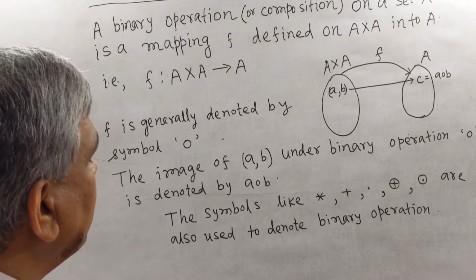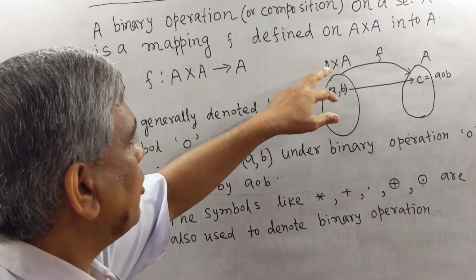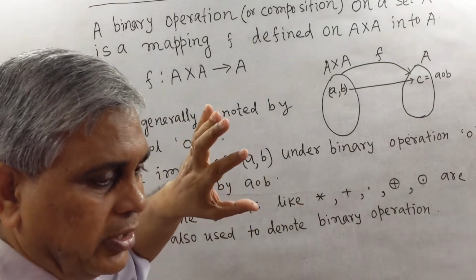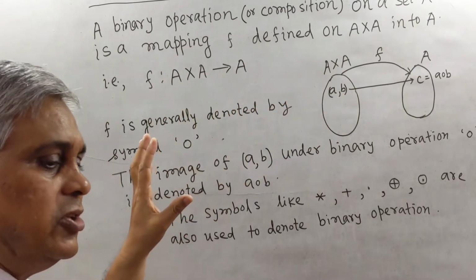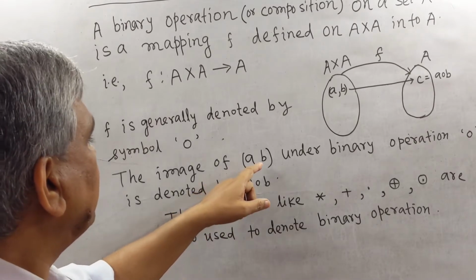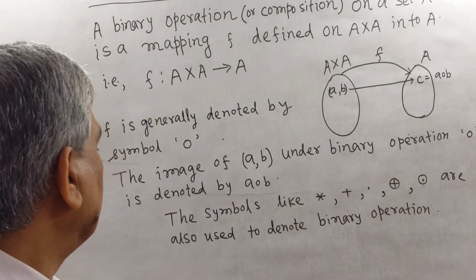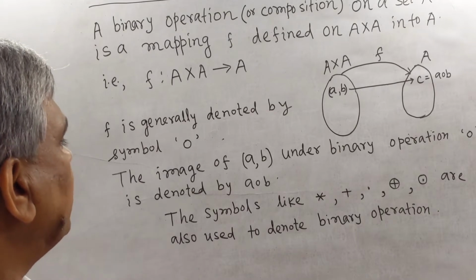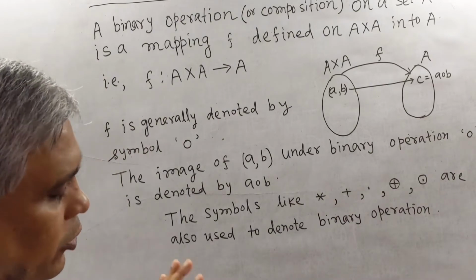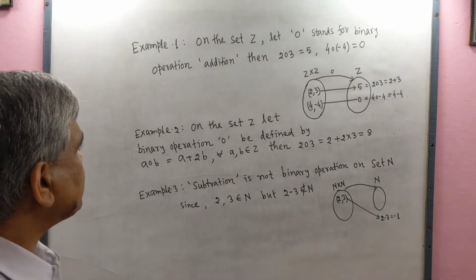In group theory, we take here G cross G and here G. The codomain is G and the domain is G cross G. The image of (A, B) is A operation B. We may use other symbols like star, plus, dot and so on for the binary operation. Now we shall give some examples.